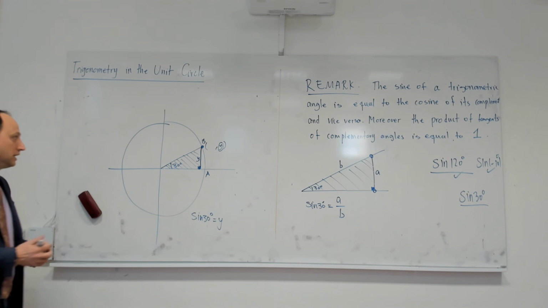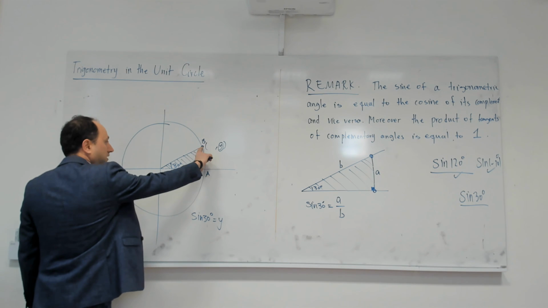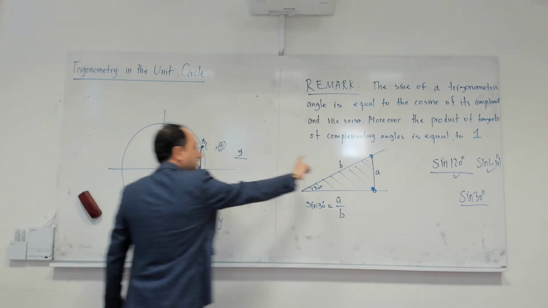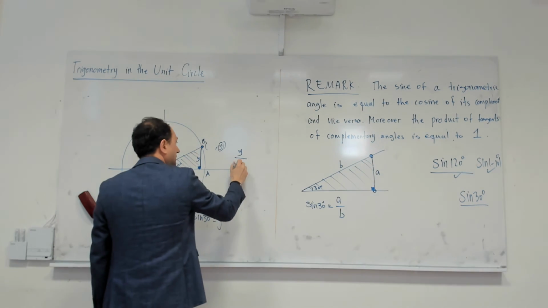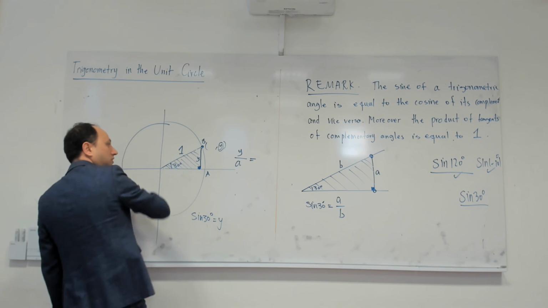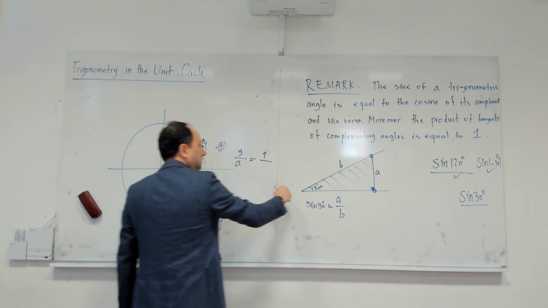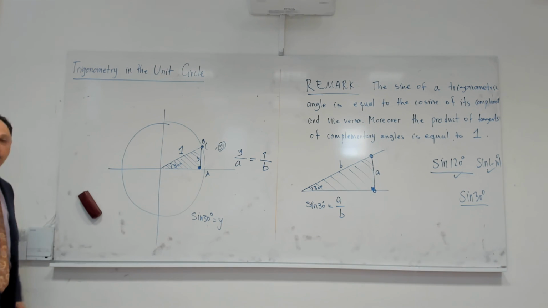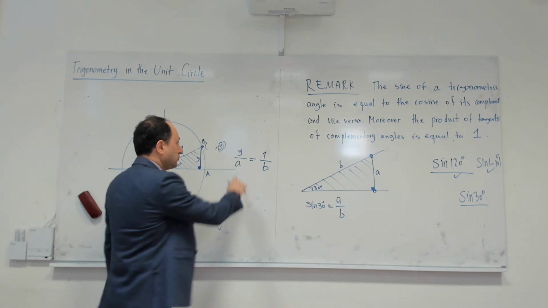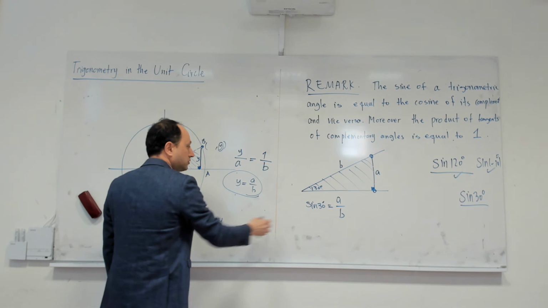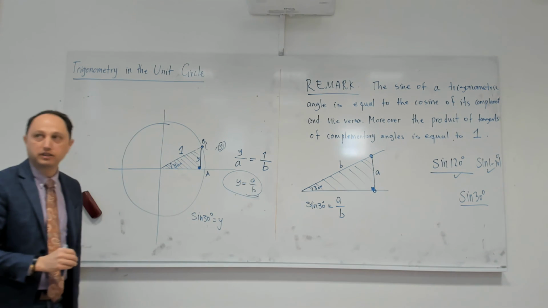When they are similar, it means what I can write. I can write this length, which is y, over the corresponding length, which is a, is equal to this length, which is what? 1. It's the unit circle. Is over b. Yes or no? So y over a is 1 over b. So what is y? I multiply everything by a, it becomes a over b. So I was able to show that y and a over b are the same numbers.